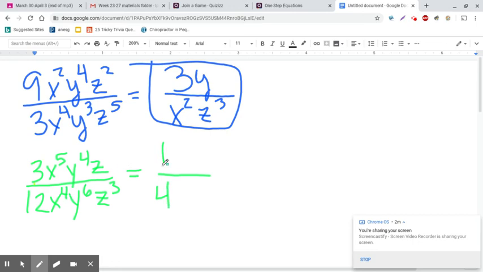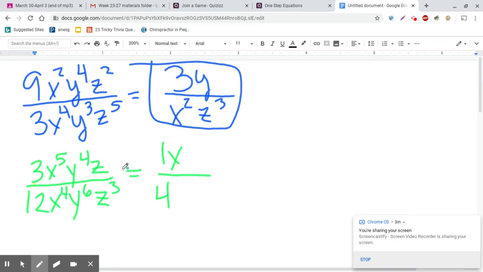Okay, guys, you really don't have to put that one there because you only put that one there if there's nothing in the numerator. But I like to put it there just in case. So now we're going to look at our x's. What's bigger, 5 or 4? 5 is bigger, 5 is in the top, so our x is going to go in the top. 5 minus 4 is 1, so this is x to the first power, or just x.